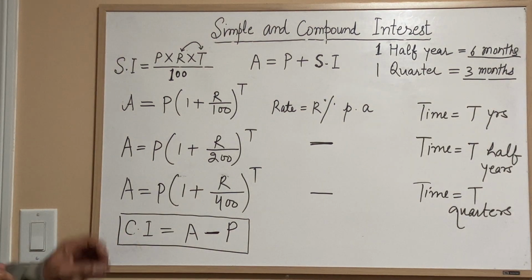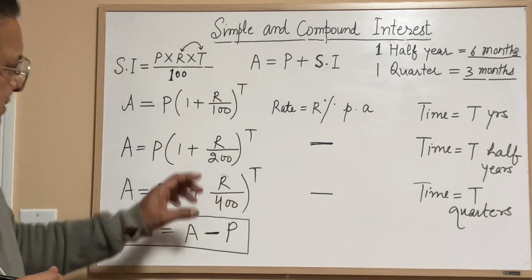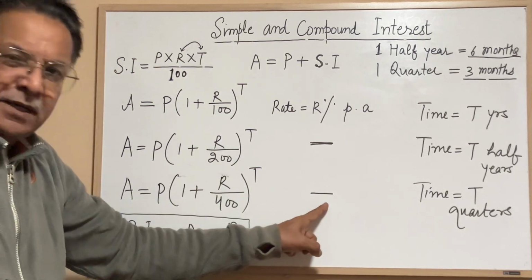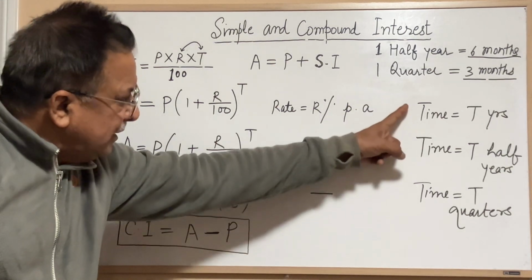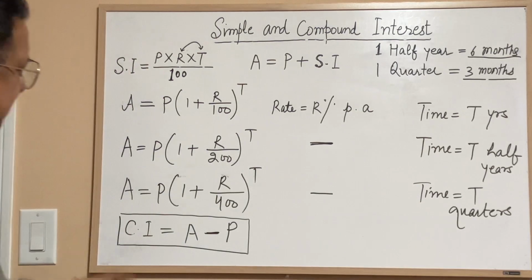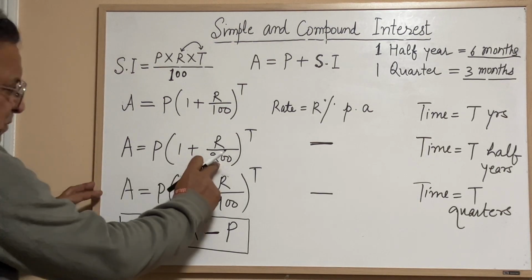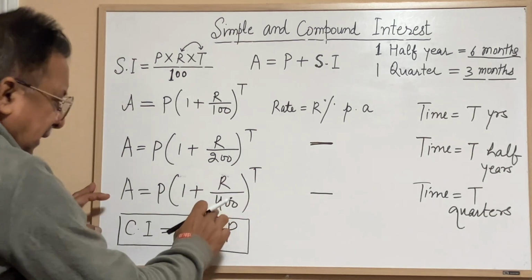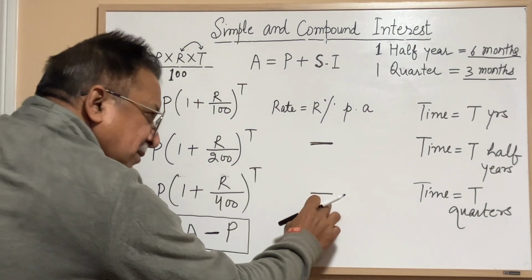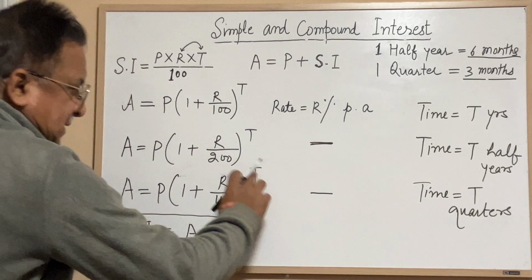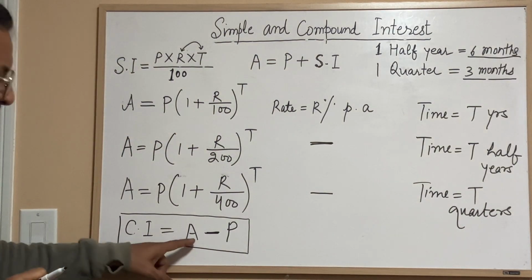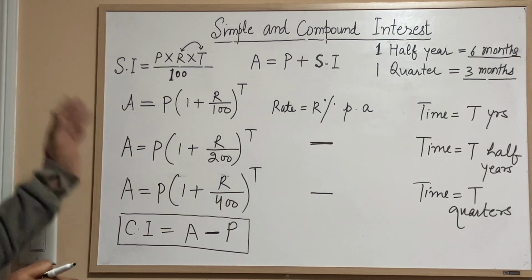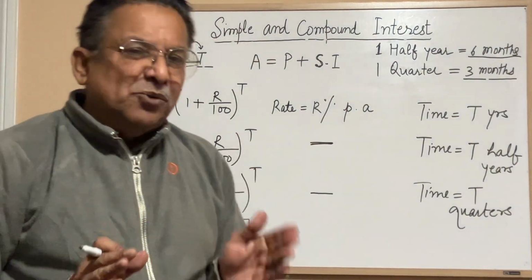Dear students, keep one thing in your mind. No need to calculate rate per half year or per quarter. But time should be accordingly, half yearly or quarterly. Make sure when you apply this formula, rate should be R% per annum, but time in half years. In this case, rate should be per annum, time quarterly, meaning quarters. Then compound interest is equal to amount minus principal. This is the shortcut for calculation of amount and compound interest.